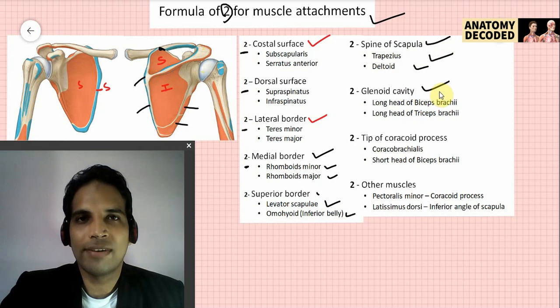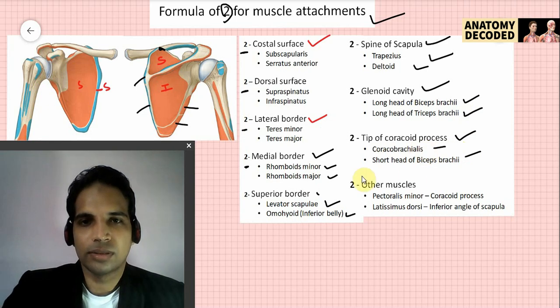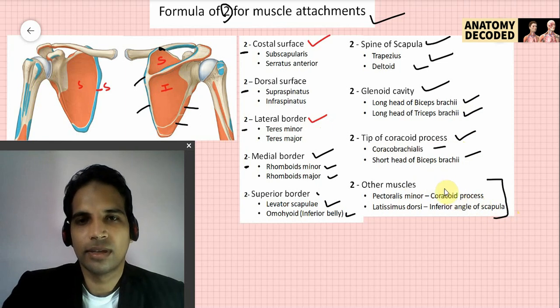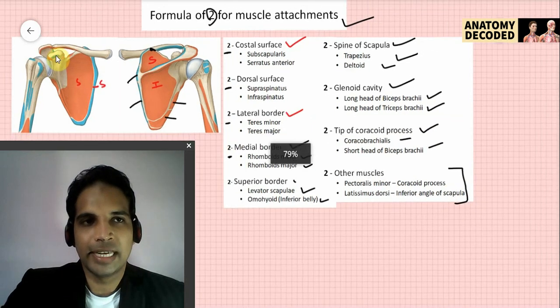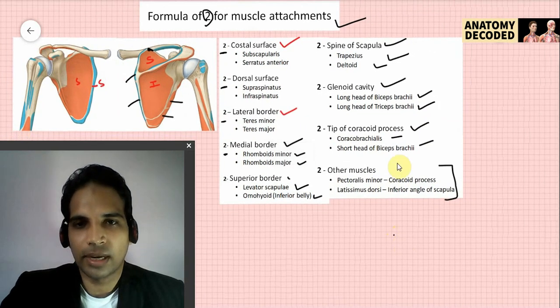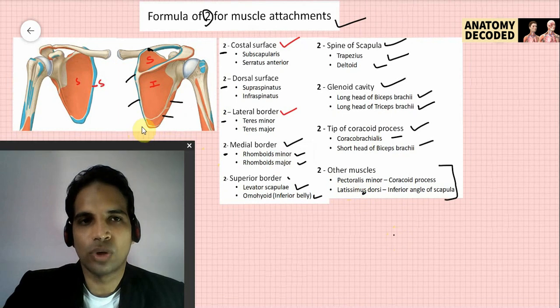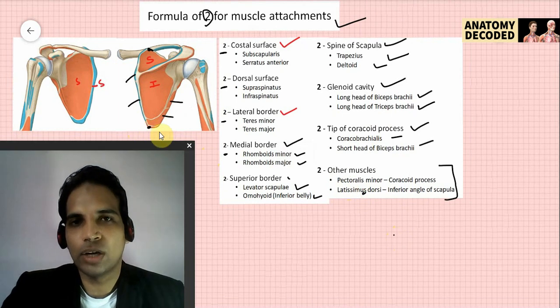Then two muscles along the glenoid cavity of the scapula are, in the supraglenoid tubercle, the long head of biceps, and in the infraglenoid tubercle, the long head of triceps brachii. Then the tip of the coracoid process has two muscles: coracobrachialis and the short head of the biceps brachii. After covering these muscles, there are only two other muscles left. One is the pectoralis minor muscle on the medial aspect of the coracoid process, and another is the latissimus dorsi, which is present along the inferior angle of the scapula.